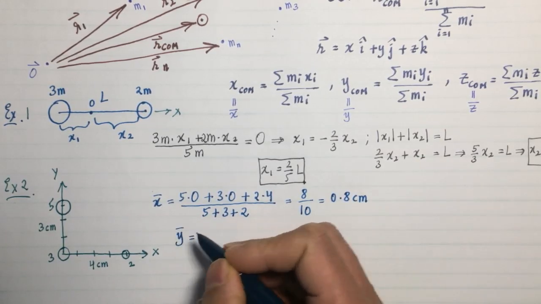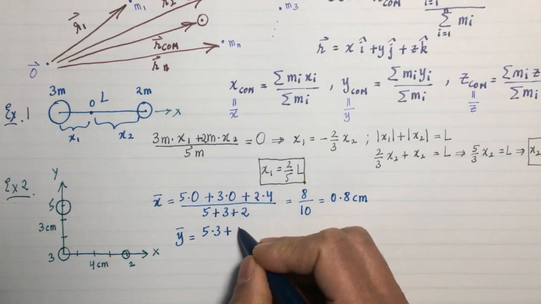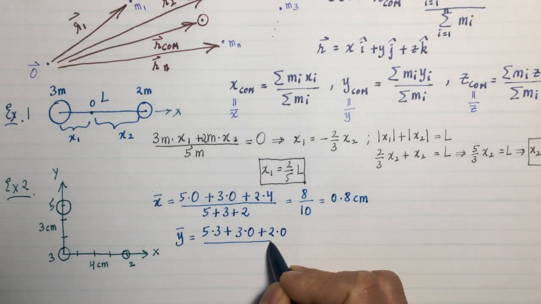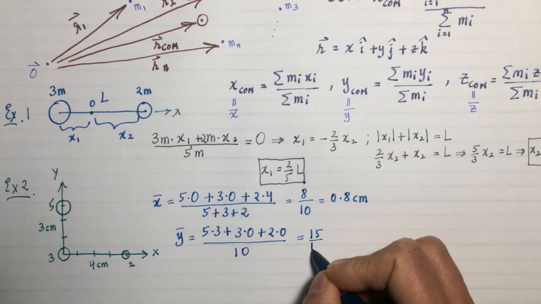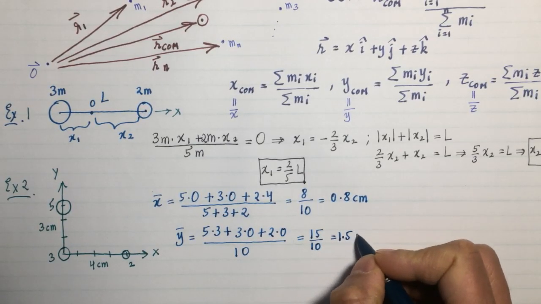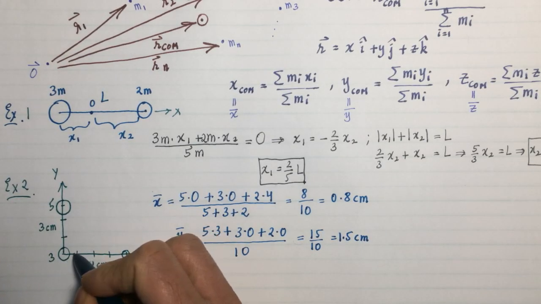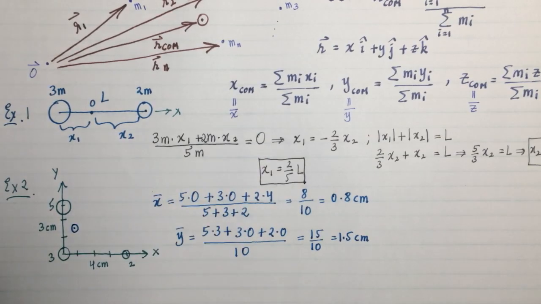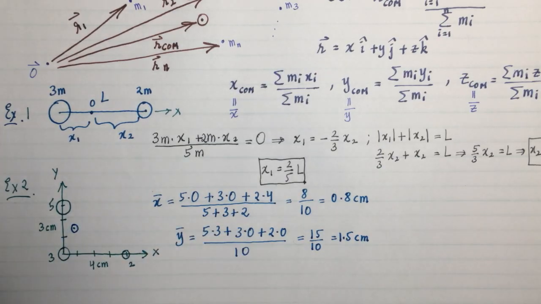Let's calculate y bar. That's 5 times 3, and the remaining 2 have 0 y coordinates, over the same total mass of 10. So that's 15 over 10, which is 1.5 centimeters. So the center of mass is going to be x 0.8, y 1.5. So that's a precise location of the center of mass. I like to indicate the center of mass with a dot with a circle around it.